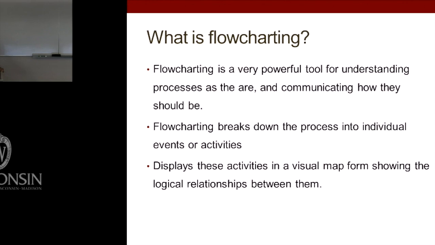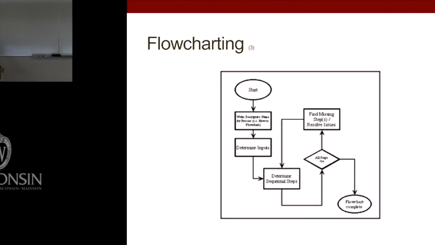So flowcharting, again, what is flowcharting? It's a powerful tool for understanding processes as they are and communicating how they should be. A lot of these tools are simple, but they are really powerful. A fishbone diagram is very simple, but it can do a lot. Just because something is helpful doesn't mean it has to be super complicated. Flowcharting breaks down the process into individual events and activities so you can really see what's going on, and you can have a visual map showing the logical relationships between them.